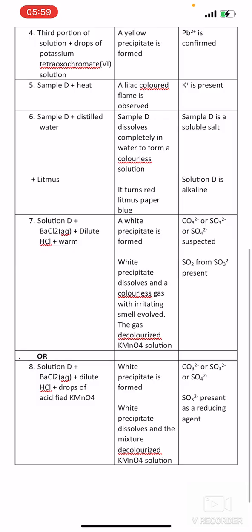Or solution D plus BaCl2 aqueous plus dilute HCl plus a drop of acidified KMnO4. That means it's possible for them to ask you to add a little H2SO4 to that KMnO4. So a white precipitate will be formed, and the result is already on the screen. When you now add drops of acidified KMnO4 and dilute HCl, the white precipitate dissolves and the mixture decolorizes KMnO4 solution. So SO3 2- is present as a reducing agent.